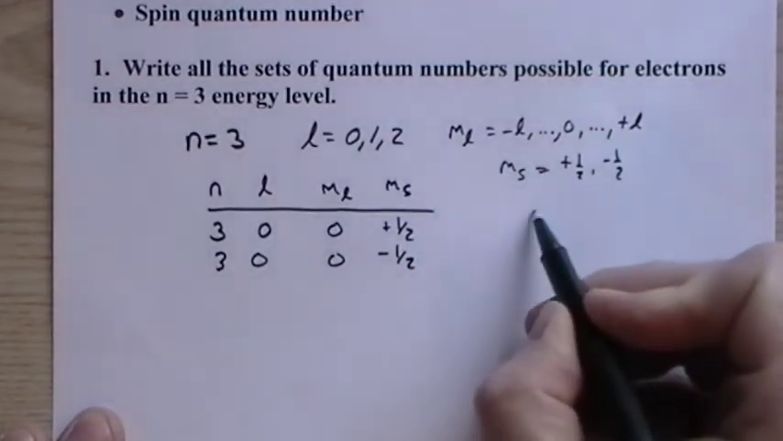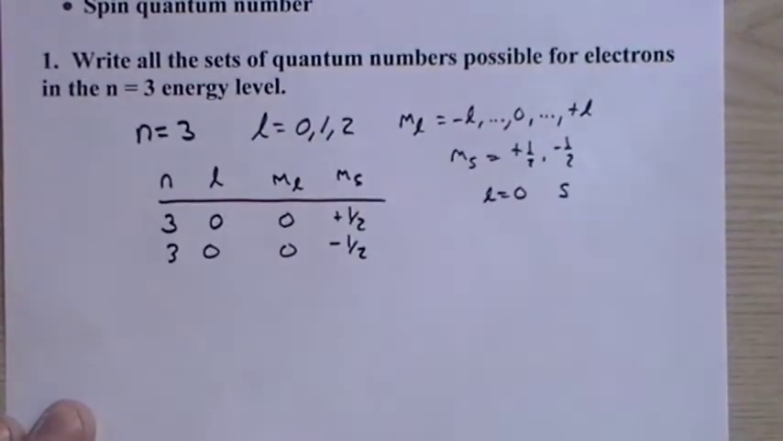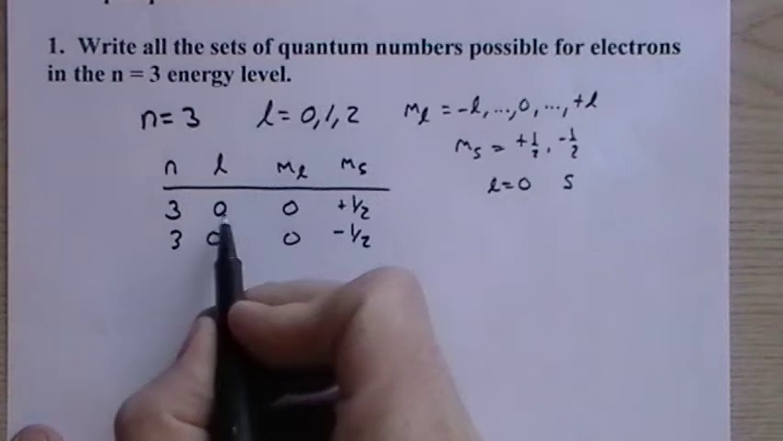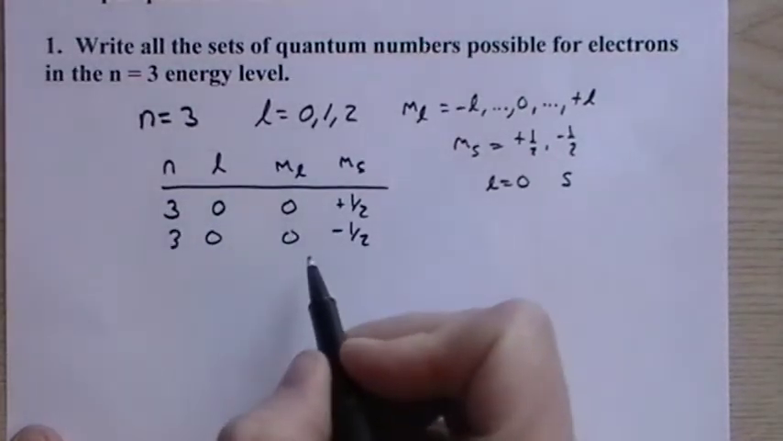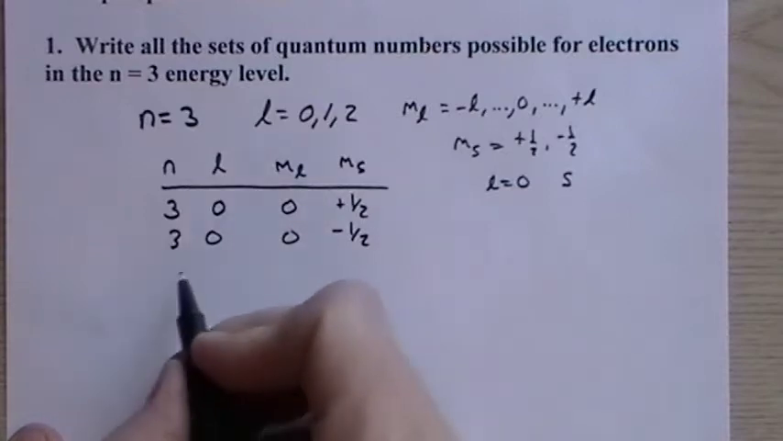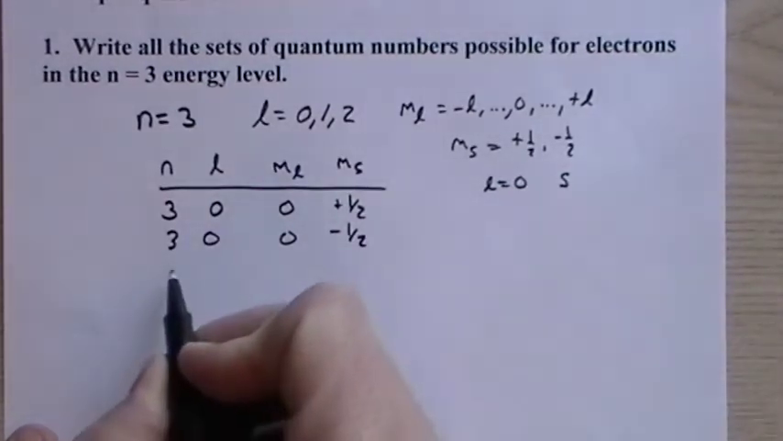When L is equal to 0, we also call that s. When you're labeling things, it's better to be able to switch back and forth between letters and numbers than to just have a whole set of numbers. So this orbital would be 3s. That's easier to look at than the 3, 0 orbital. Okay, so we should know that. I'm just going to list them over here because we'll need them for the next few lectures.